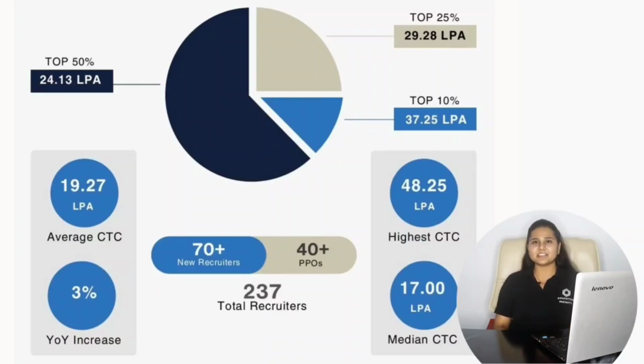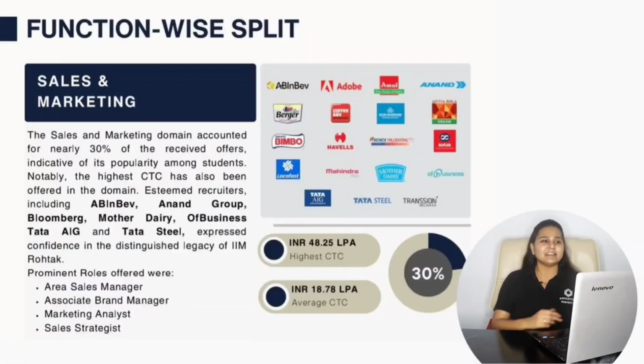If we consider the function-wise split of the placements, for sales and marketing, the highest CTC offered for this domain was 48.25 lakhs per annum, and the average CTC offered was 18.78 lakhs per annum. So 30% placements were from the marketing sector. The prominent roles offered were area sales manager, associate brand manager, marketing analyst and sales strategist.